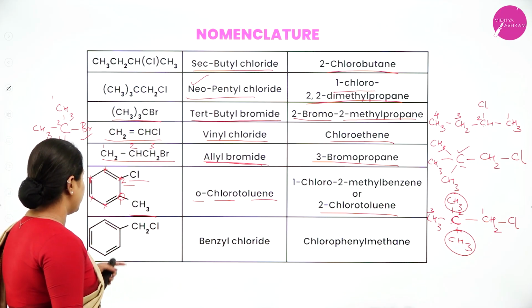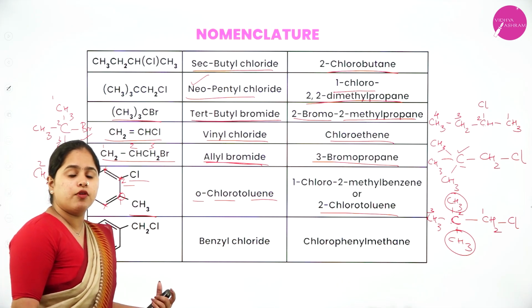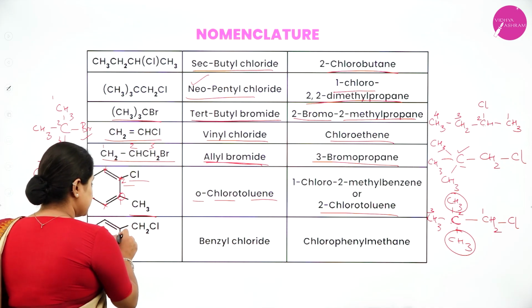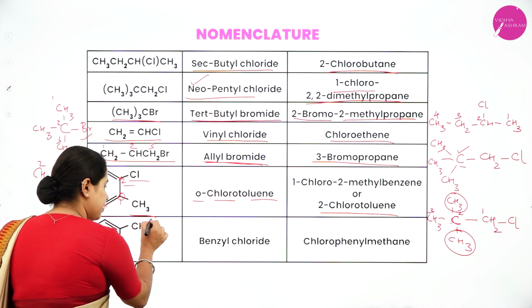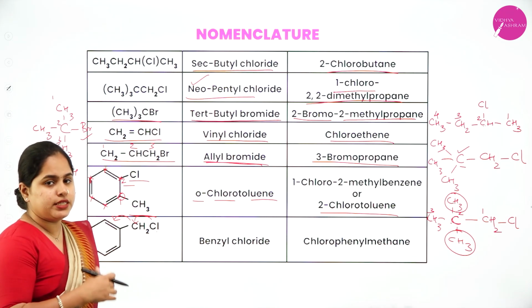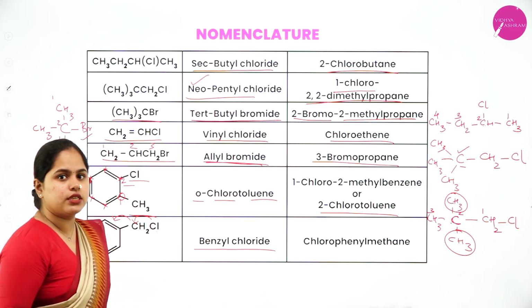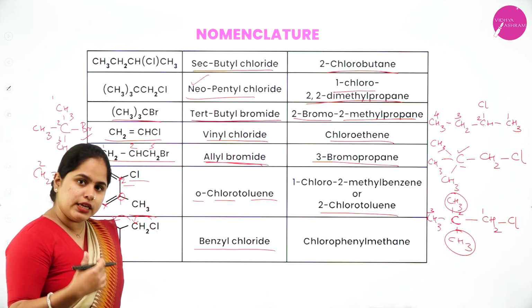Okay, now moving on to the next one. On a benzene ring you have CH2Cl. So what is this type of haloarene called? The benzene ring is present here, and the halogen is attached to a carbon atom which is further attached to a benzene group. It is called a benzyl halide, right? Which halogen is present here? It is chlorine, so it is called benzyl chloride.